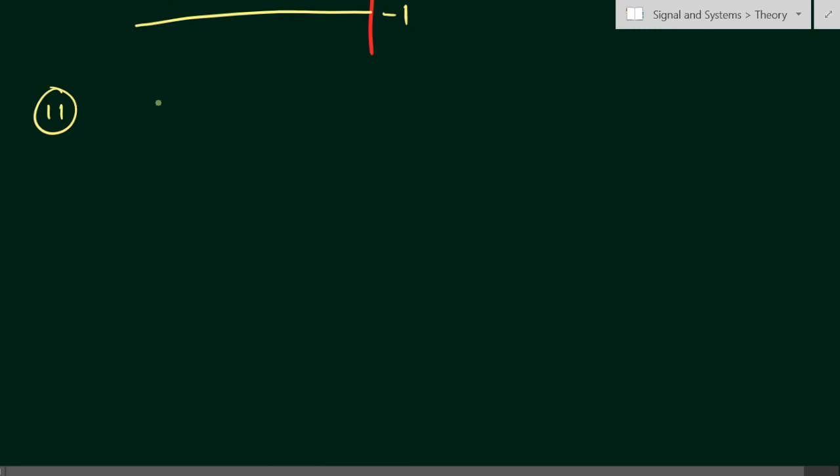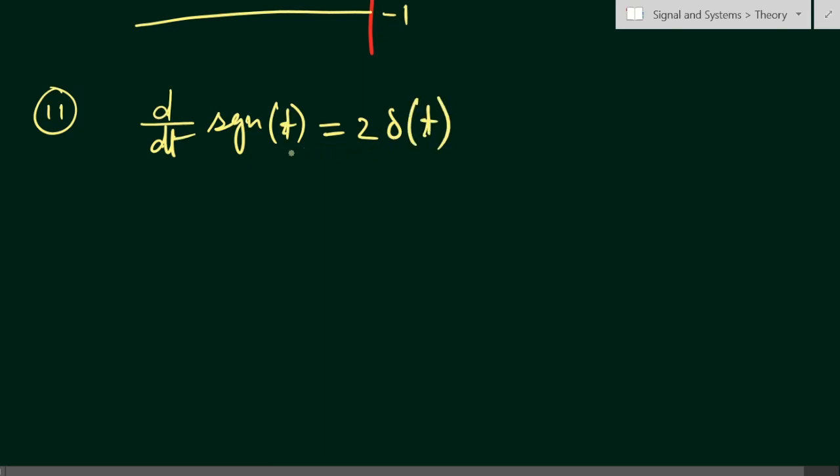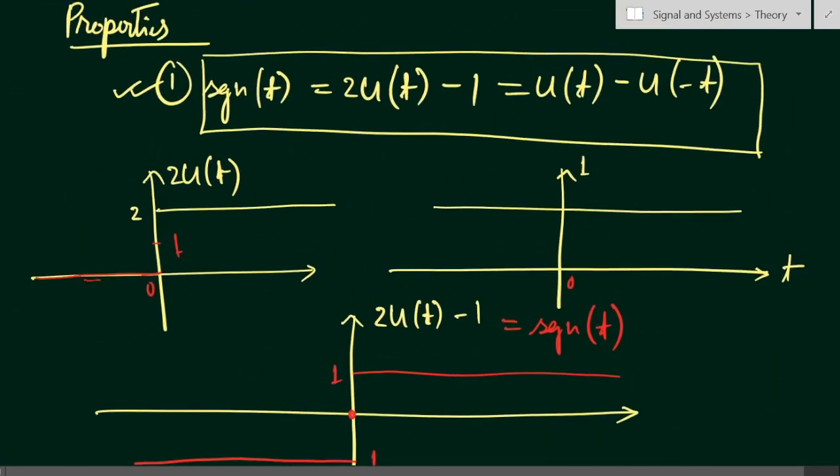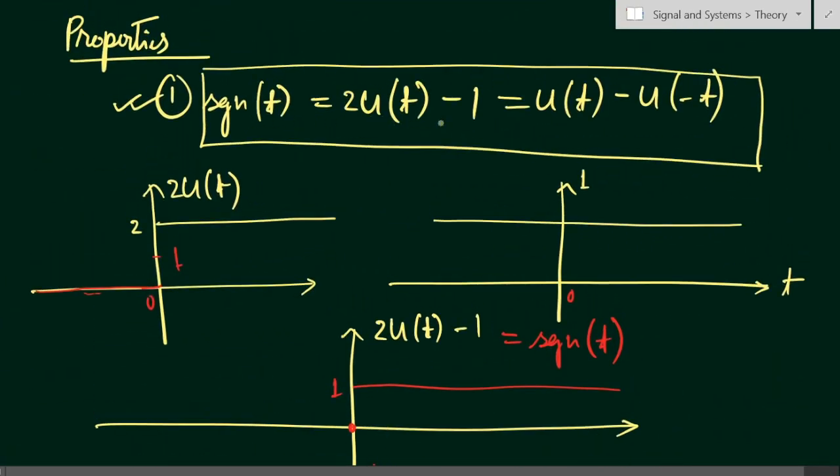The second property is the differentiation of a signum function, that is d dt of signum function is equal to twice delta of t. That is, we have found a relationship between the signum function and this impulse function, delta of t. From the first property we have got signum function is equal to twice u of t minus 1. Okay, this one we have seen here. Signum function is equal to twice u of t minus 1.